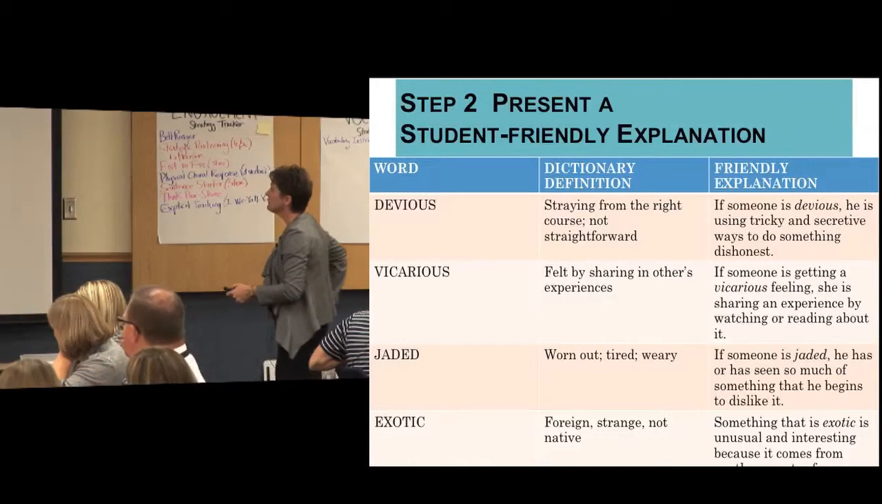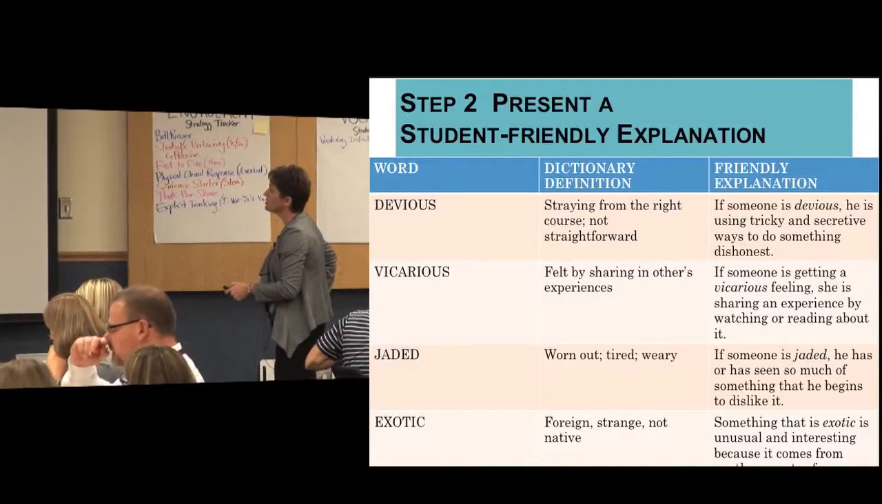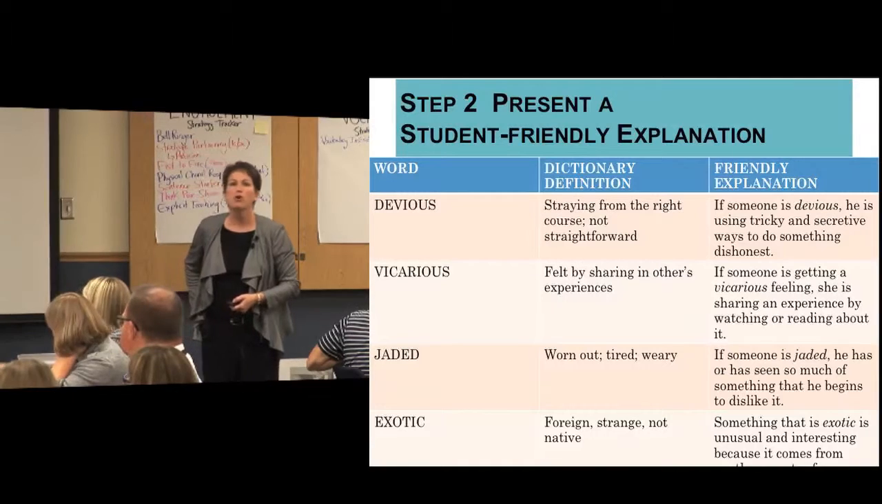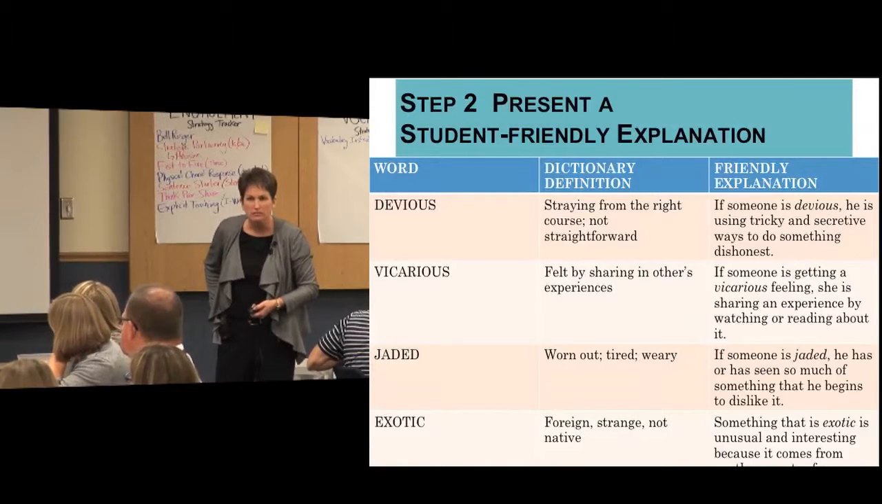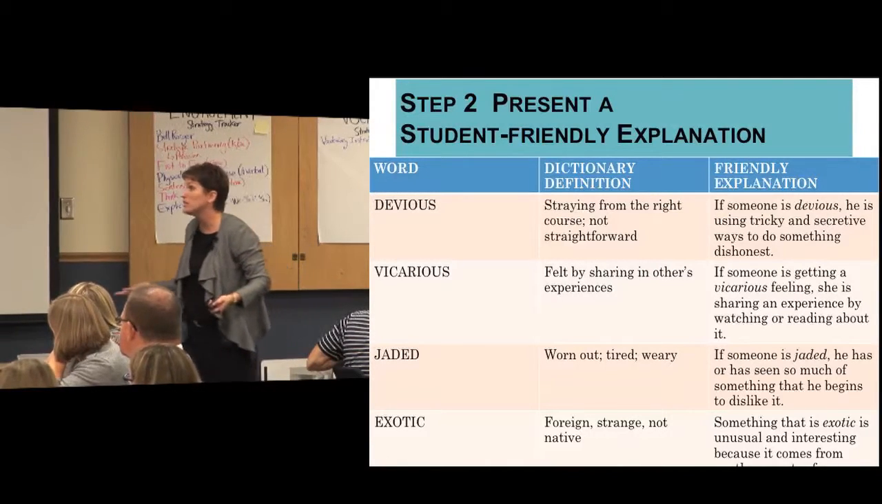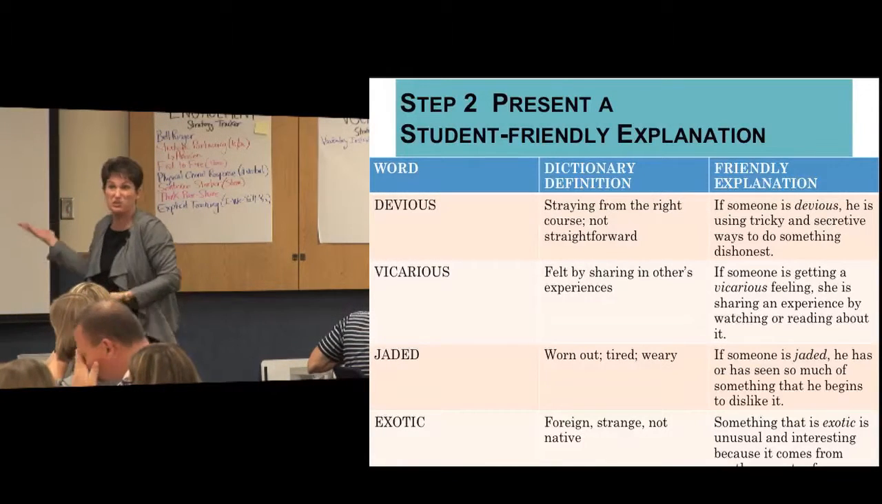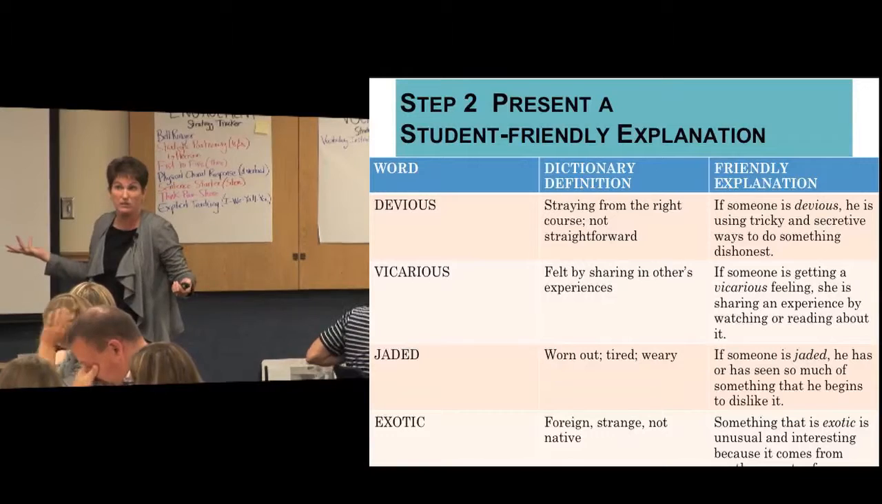So here, devious: straying from the right course, not straightforward. So a student writes the sentence, I rode my bike deviously. Can we know that that student knows devious? No. But it wasn't straightforward, so he's thinking, I know devious, right?